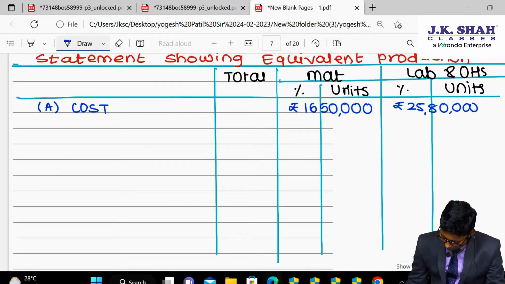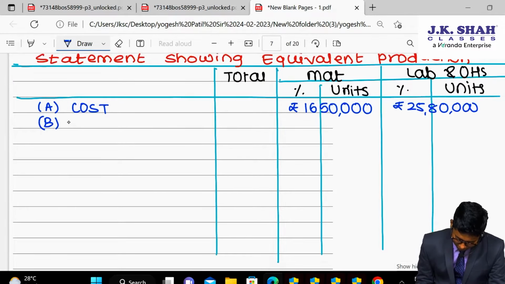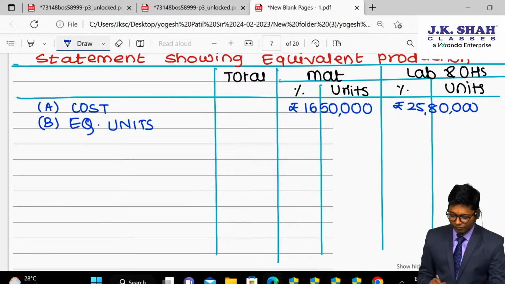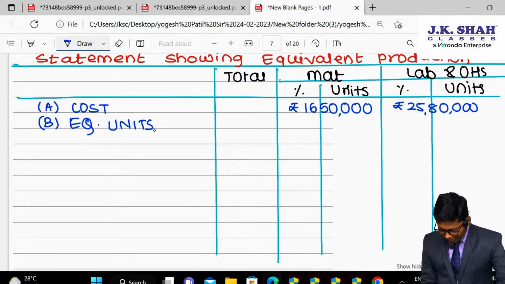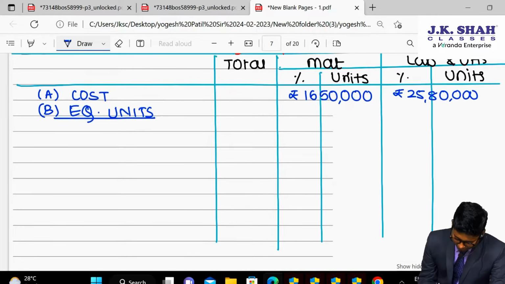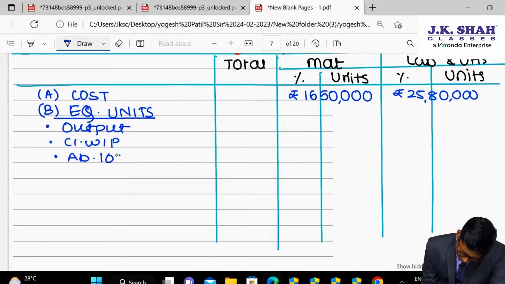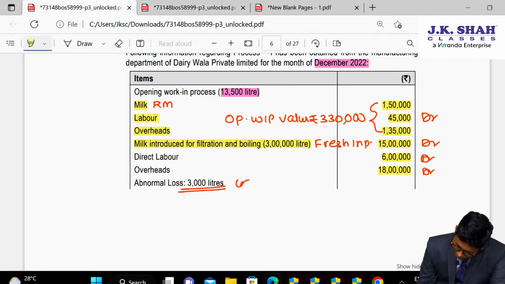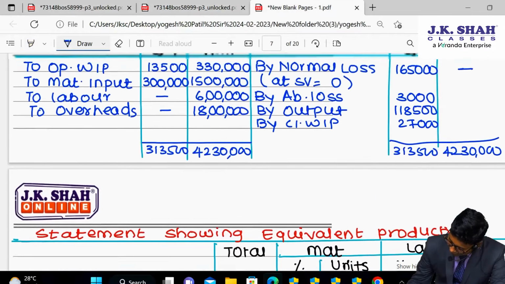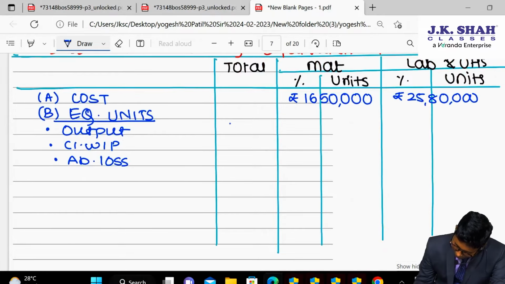Once this is recorded, to calculate the cost per unit, we should record the next part of the statement, which is called equivalent units. I am underlining equivalent units. Three valuations are pending. So first we will show output, then we will show closing WIP, and finally we will show abnormal loss. My output, which is on the credit side, is 1,18,500. And output is always 100% completed.